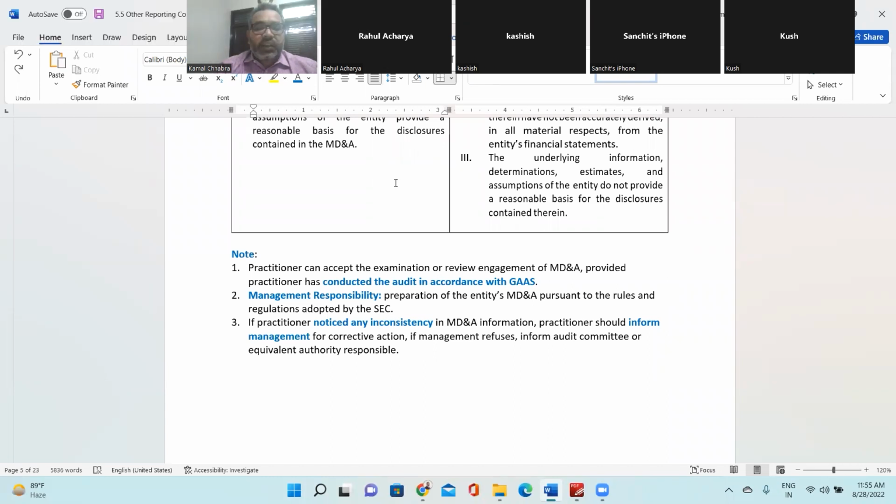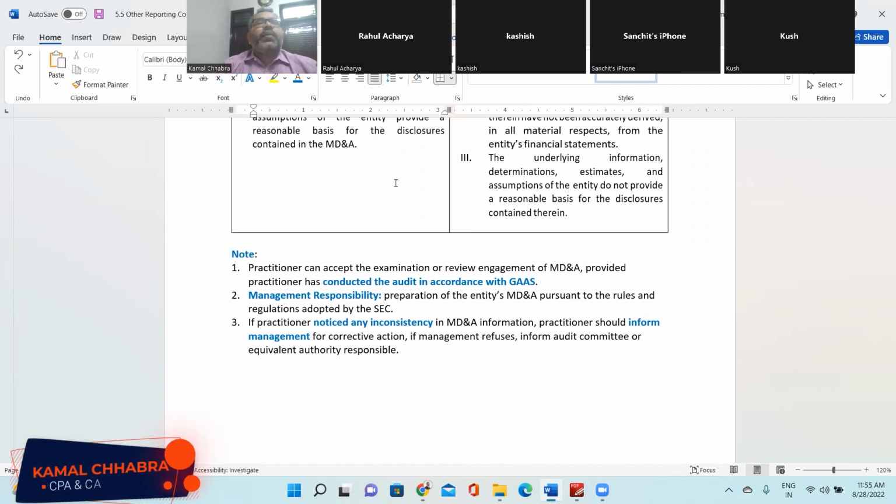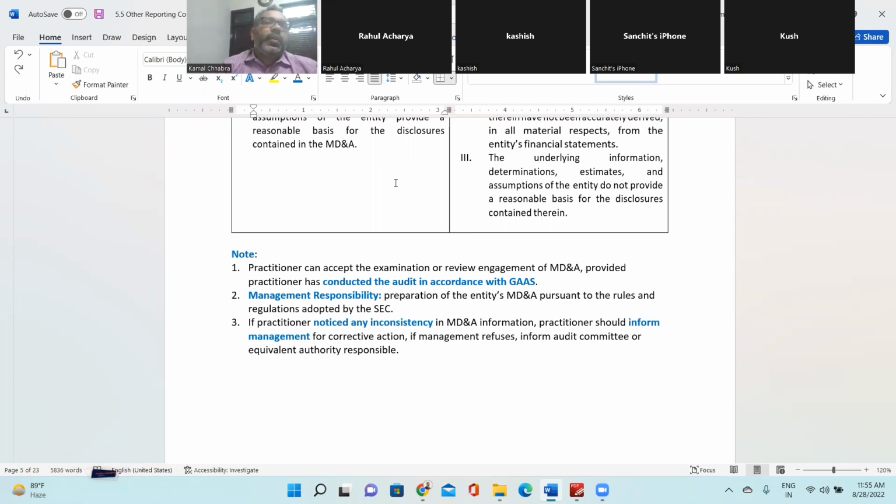Third, if the practitioner notices any inconsistency in the MDA information, the practitioner should inform the management for corrective action. If management refuses, inform the audit committee or equivalent authority, right? So what will you do if there is any inconsistency? First, you will inform the management. If management does not agree, then your responsibility is to inform the audit committee or those charged with governance. Make sense?